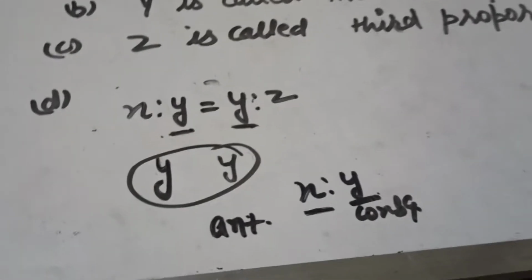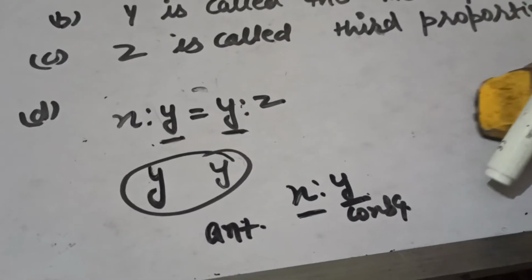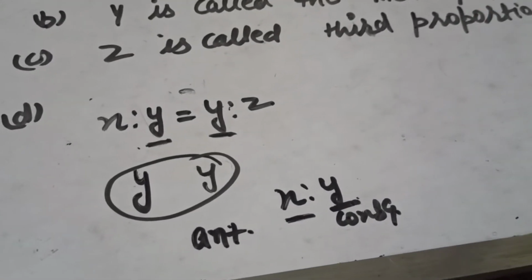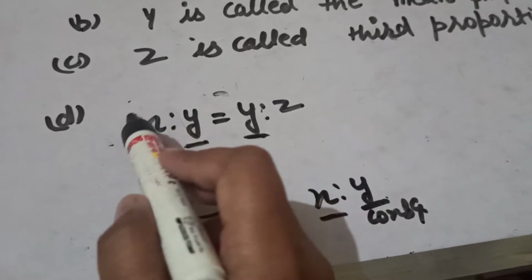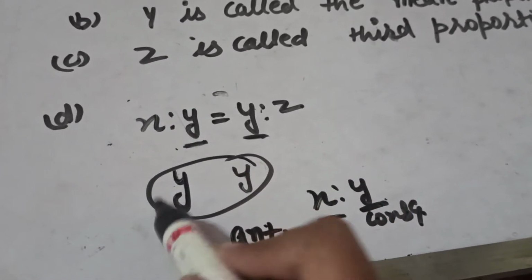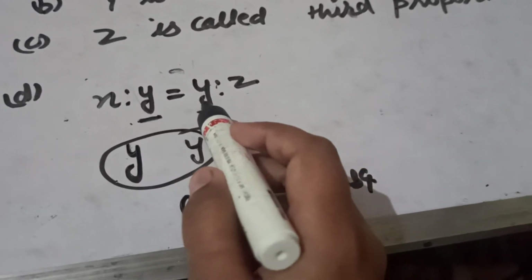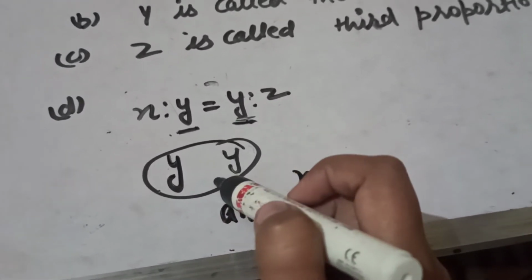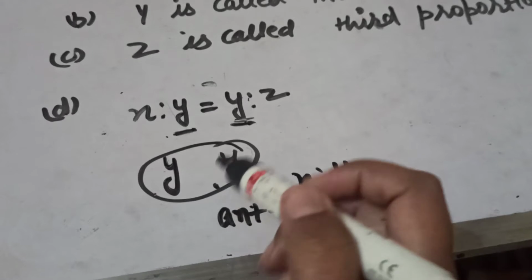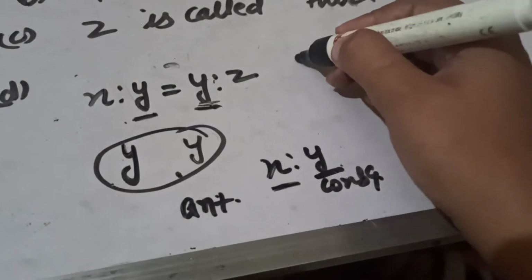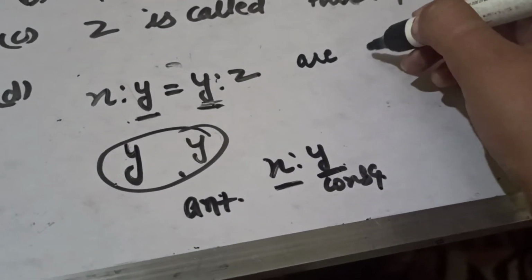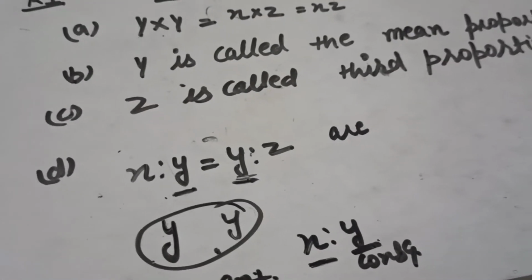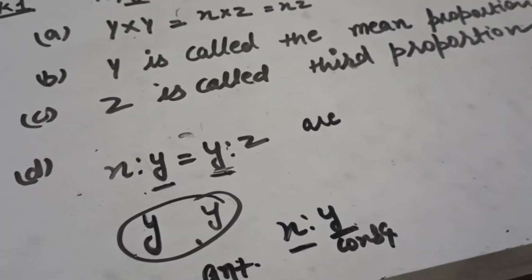Now see once again the question. They are saying the consequent of the first ratio. So consequent of the first ratio is this, consequent is y, and antecedent of the second ratio. Second ratio this, antecedent of this ratio is also y. In which form is this? They are in continued proportion. What you will write here? Continued proportion. Clear? Now come to the K2.